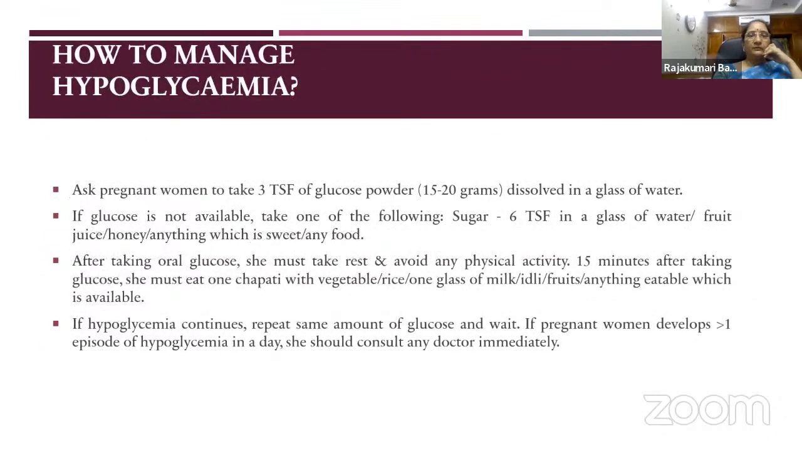Hypoglycemia should be treated promptly by giving glucose immediately. If glucose is not available, they can take sugar, any fruit juice, or anything sweet, and they must take rest and avoid any physical activity. They can take any food available. If hypoglycemia continues, repeat the same amount of glucose and wait. If a pregnant woman develops more than one episode of hypoglycemia, she should consult a doctor immediately.